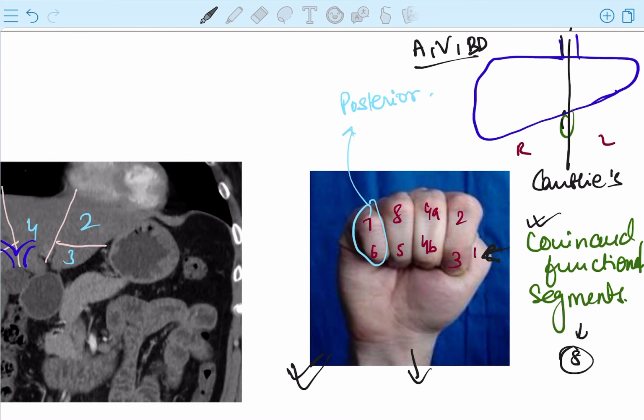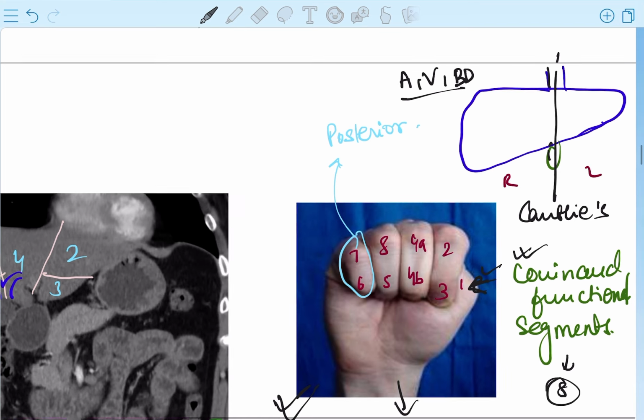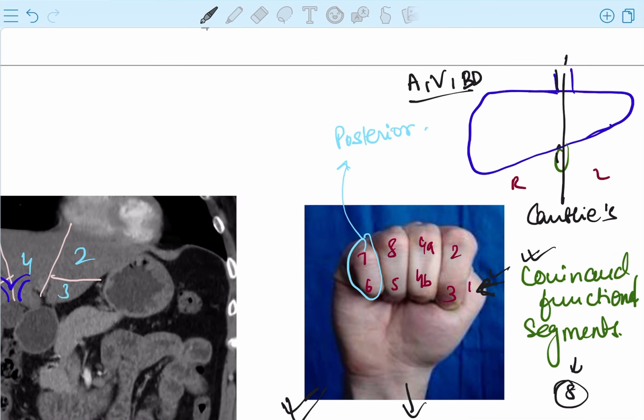So in this, we have totally 8 segments. As you can see, the first segment is the posterior segment, which is located downward and behind. So this you can imagine by holding in the form of fist, with your thumb in. The thumb will be your first segment. The second and third segment is in your index finger. The upper part is the second segment. The lower part is the third segment. The fourth is the middle finger. So this is the fourth segment. This can be divided into 4A and 4B. The upper one being 4A, the lower one being 4B.